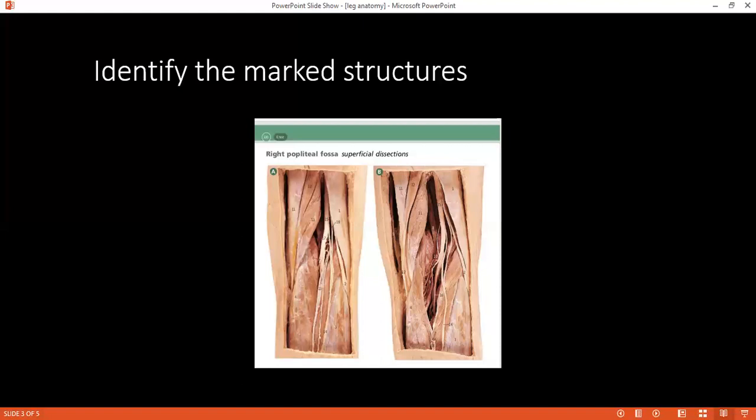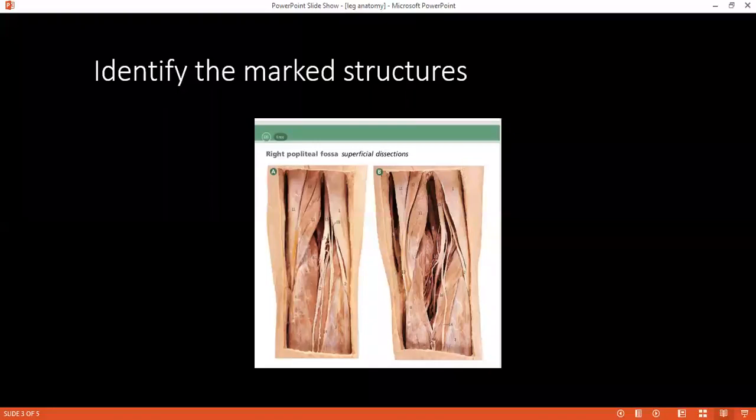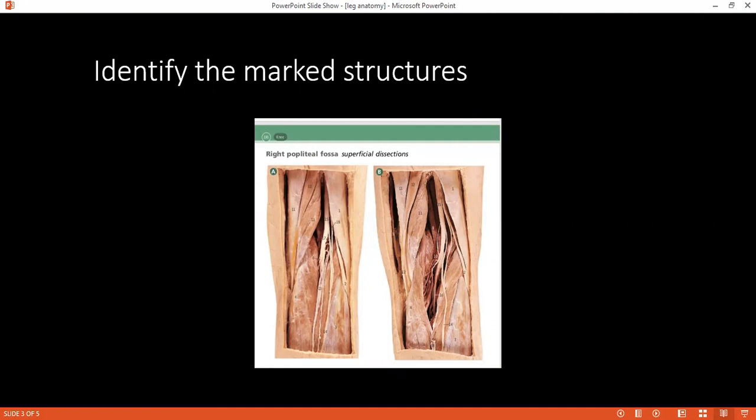All right. Can you please tell me if you can identify this number 11 and kindly tell me the origin and insertion of semimembranosus? Semimembranosus originates from the ischial tuberosity and is inserted into the medial surface of the tibia.